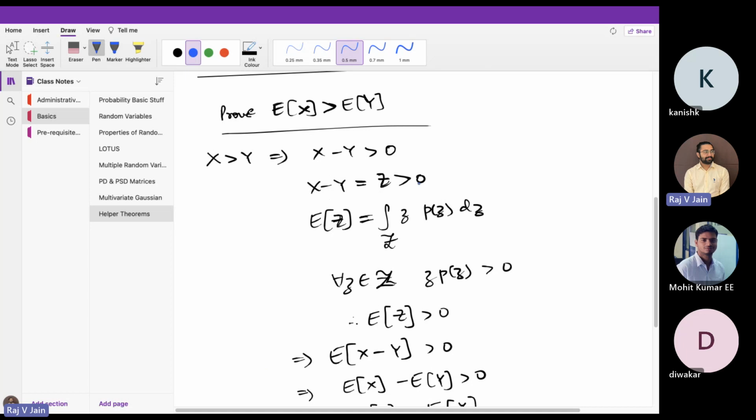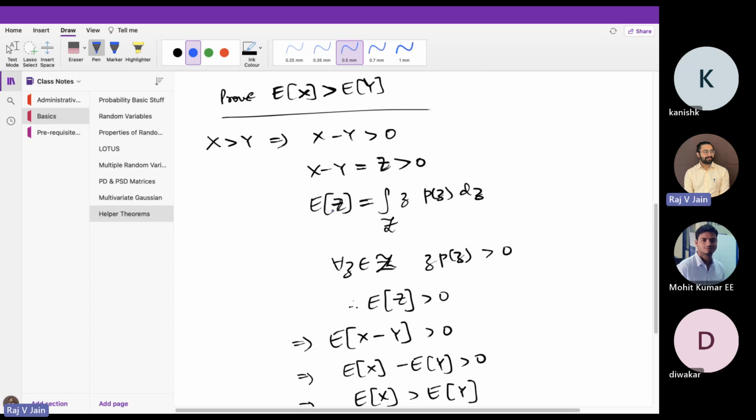So if z is greater than 0 for all possible z's, that's the whole idea here. Then what is the expectation of z? Expectation of z can be seen as, over all the values that z supports, z into probability of z dz.